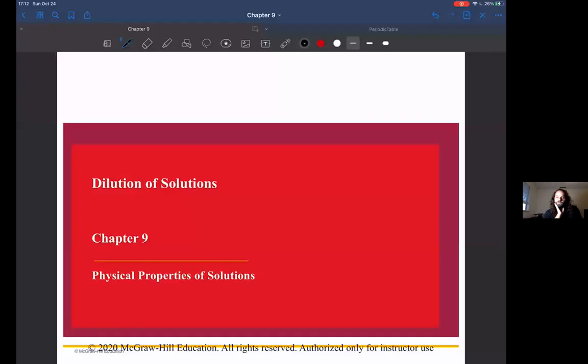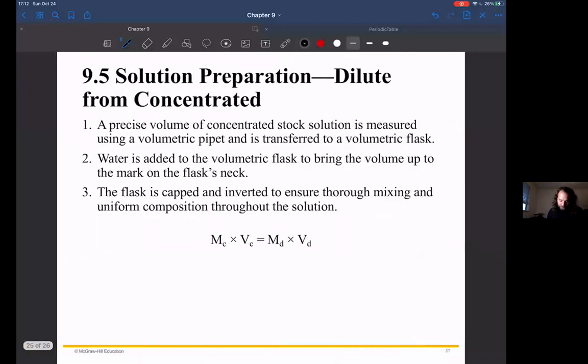All right, guys. So the last topic we're going to talk about is dilution of solutions. This is the idea of taking a concentrated solution, what we would call the stock solution, and diluting it to make something more dilute. So for example, let's say that I had a 1.0 molar solution of sodium chloride. How would I use this to create a more dilute solution?